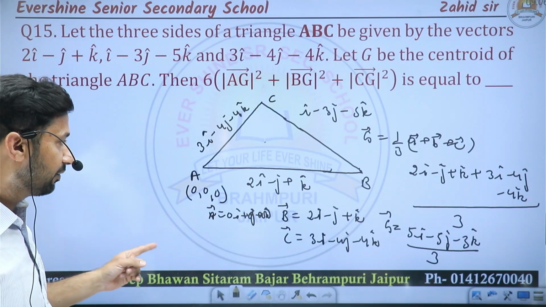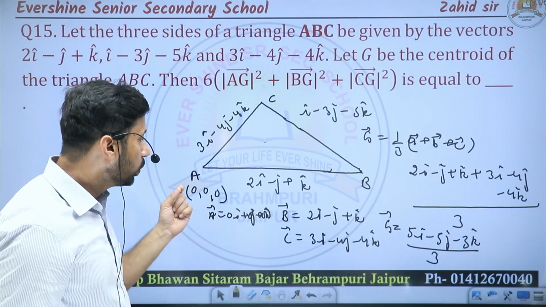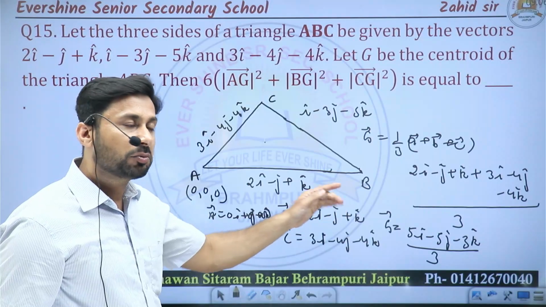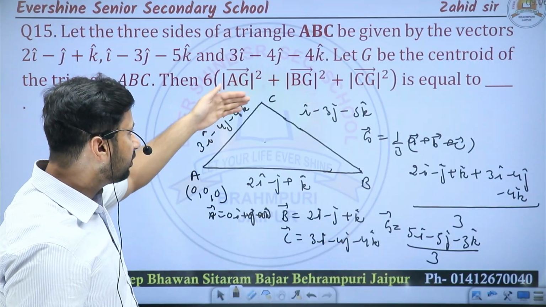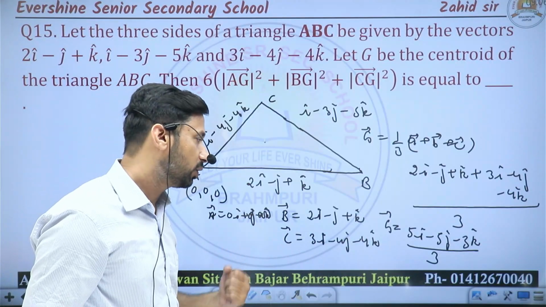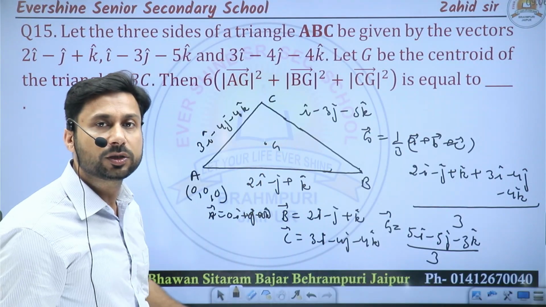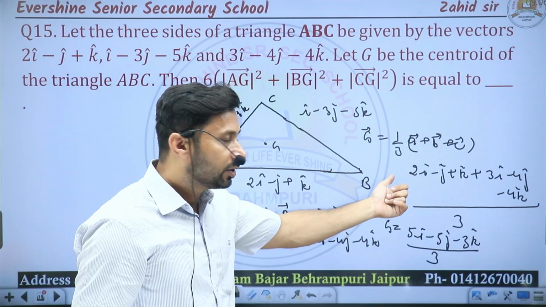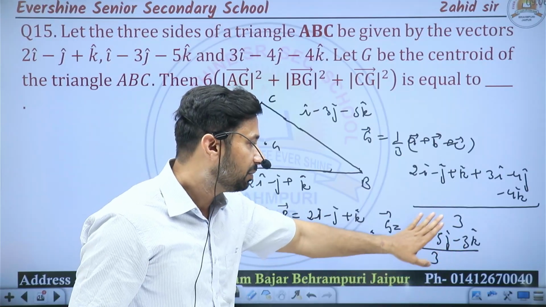Clear? See again what I have done. First, I have just taken A as origin, whose coordinate can be taken as 0, 0, 0. Now side AB is given, so the formula for AB will be B minus A. By this method I found the value of B, and AC will be C minus A, so I can find the position vector of C. So the position vector of the centroid will be equal to 1/3 of A plus B plus C. A is 0, so I have not written it here, and I have added B and C and divided the sum by 3, so I get this answer.